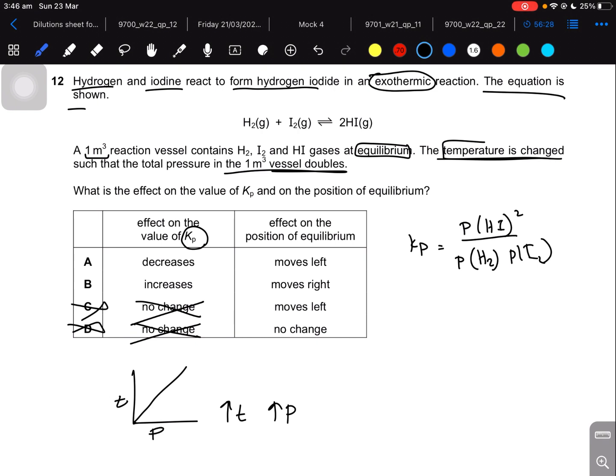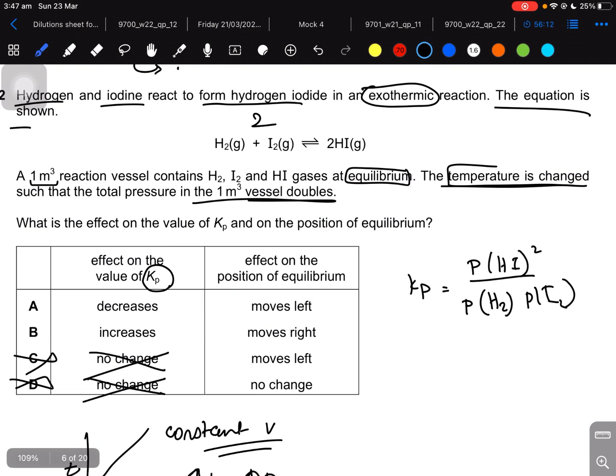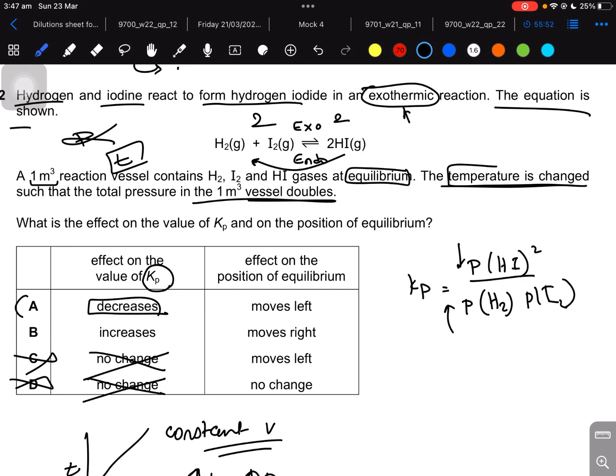So this is temperature and constant volume. If you increase the temperature, the pressure increases also. Here you have 2 moles, here you have 2 moles, so the pressure isn't really a factor here that we're caring about. The temperature is what we care about. This is exo, okay, my bad, it's written here exo and here's endo. So increasing temperature means that it will shift backwards, so this will decrease and this will increase, so the Kp decreases. It's A.